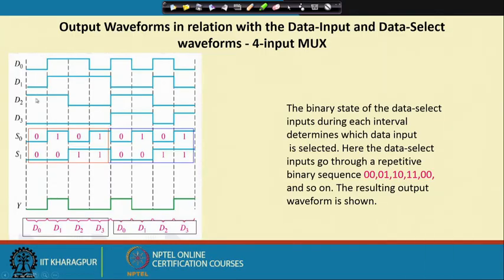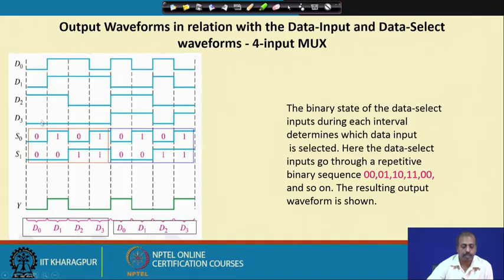Suppose the values of D0, D1, D2, D3 are going like this. Now, when both select inputs are 0, 0, then the D0 line is selected at the output. When S1, S0 is 0, 1, then the D1 line is selected, so for this much time D1 is put at the output. After that S1, S0 has become 1, 0, so the D2 input will be put at the output. Then it is 1, 1, so the D3 input will be put, and it has come here.